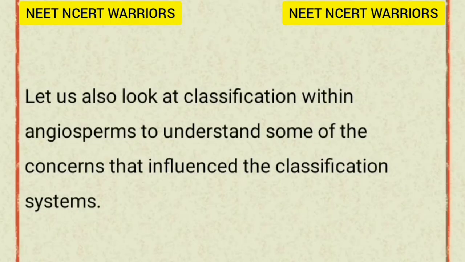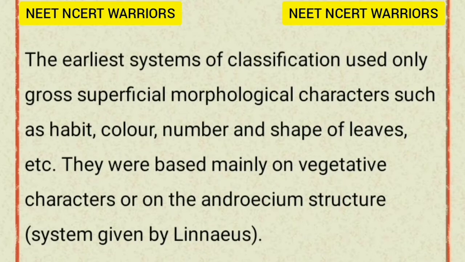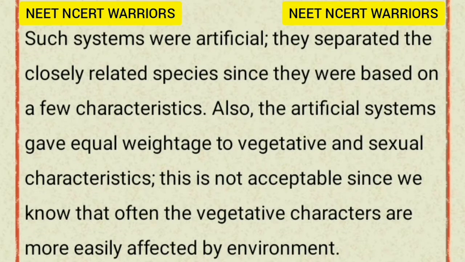Let us also look at classification within angiosperms to understand some of the concerns that influenced the classification systems. The earliest systems of classification used only gross superficial morphological characters such as habit, color, number and shape of leaves, etc. They were based mainly on vegetative characters or on the androecium structure system given by Linnaeus. Such systems were artificial. They separated the closely related species since they were based on a few characteristics. Also, the artificial systems gave equal weightage to vegetative and sexual characteristics. This is not acceptable since we know that often the vegetative characters are more easily affected by environment.